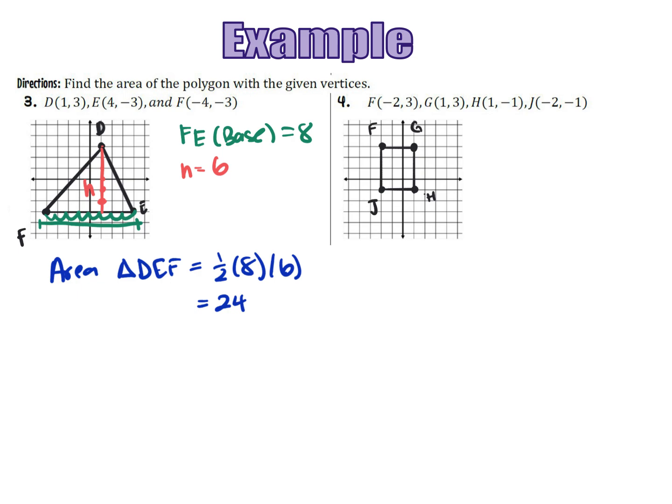Now 8 and 6 both are in some form of units, and when we multiply those units together, we're going to get units squared for our area. So with perimeter, our final answer was in units, or feet, or inches. In area, our final answer would be in units squared. Feet squared, square yards, square inches.